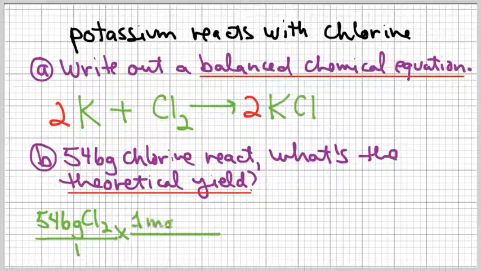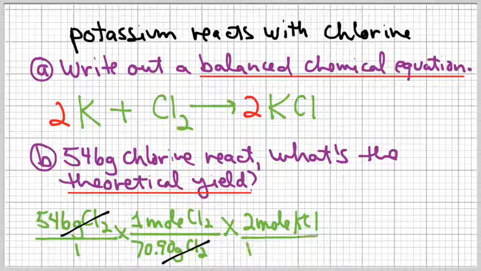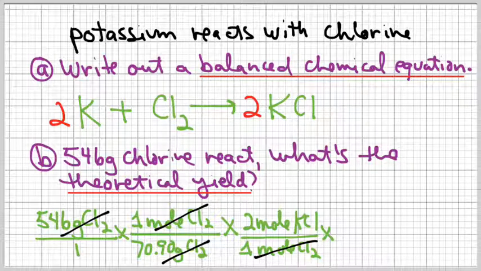And because chlorine is diatomic, its molar mass is twice just regular Cl, so 70.90. Obviously, the labels cancel out. Now we're allowed to use the ratio between the chlorine and the potassium chloride. And when you look at the coefficients, it's 1 to 2 or 2 to 1. We're going to get twice as many moles of potassium chloride.